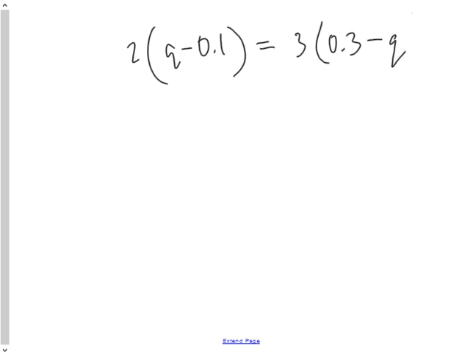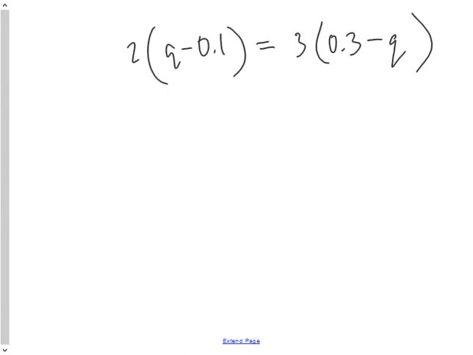Okay. We'll move on to question 10. Question 10 is about questions that have the distributive property as well as variables on both sides. It has two groups of q minus a tenth is equal to three groups of 3/10 minus the value of q.